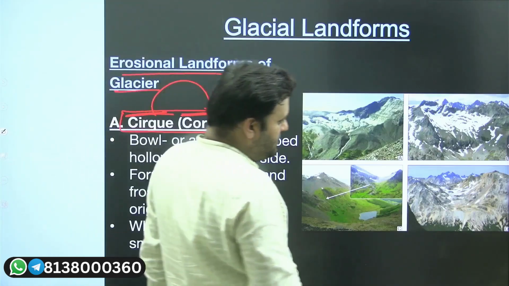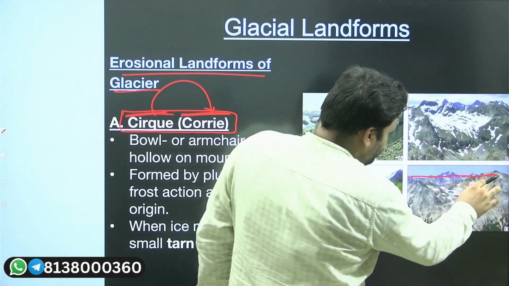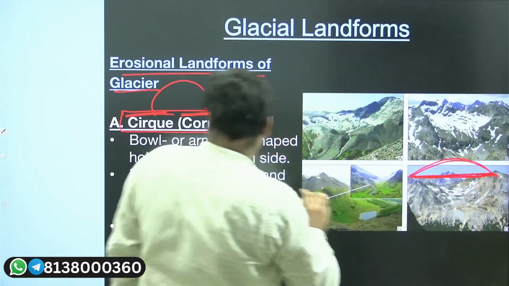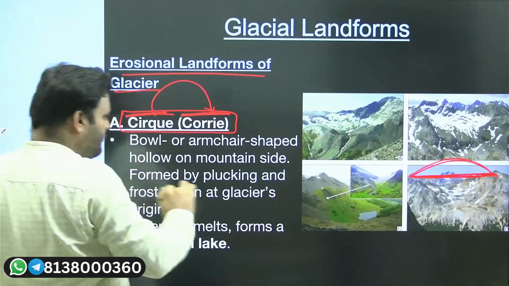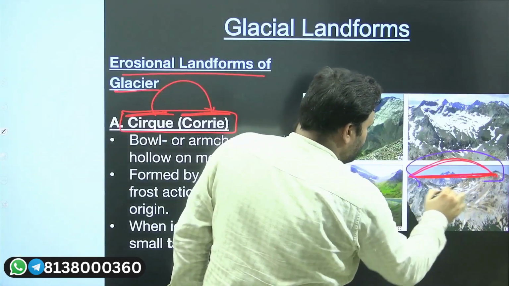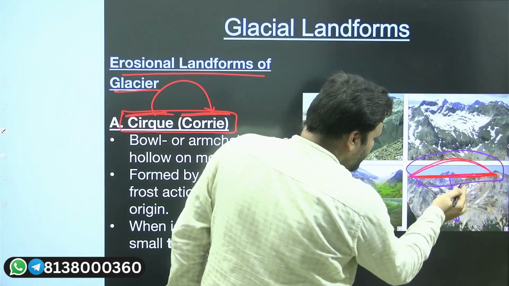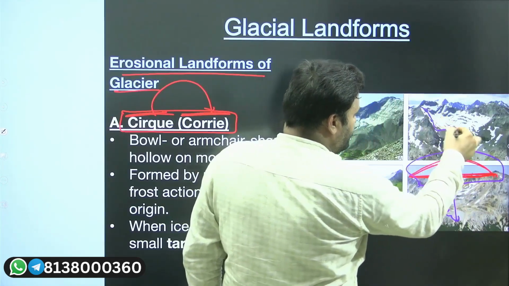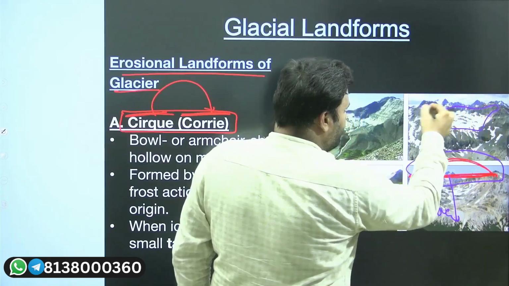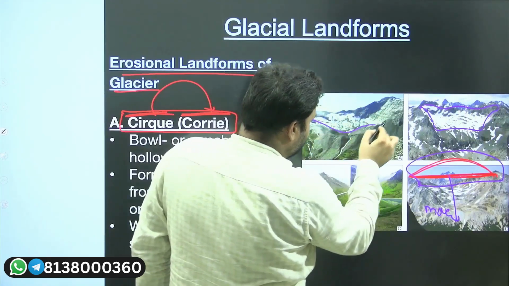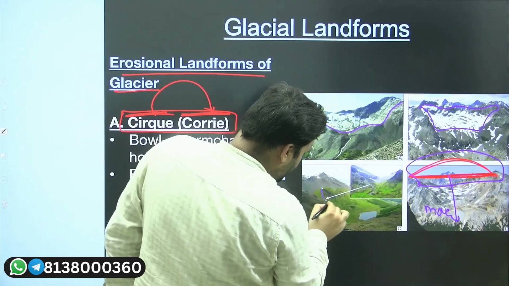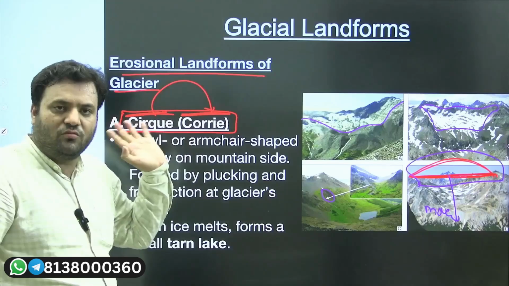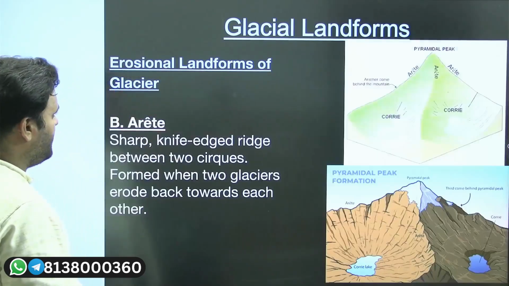See, suppose we have a mountain like this, or let's say a pointed summit, and this mountain has a portion which is covered with ice. When this ice moves, it will have a vertical down cutting. As a result of this vertical down cutting, when we have a depression, a formation of a shape like this, that will be termed as what? Cirque, or Cori.